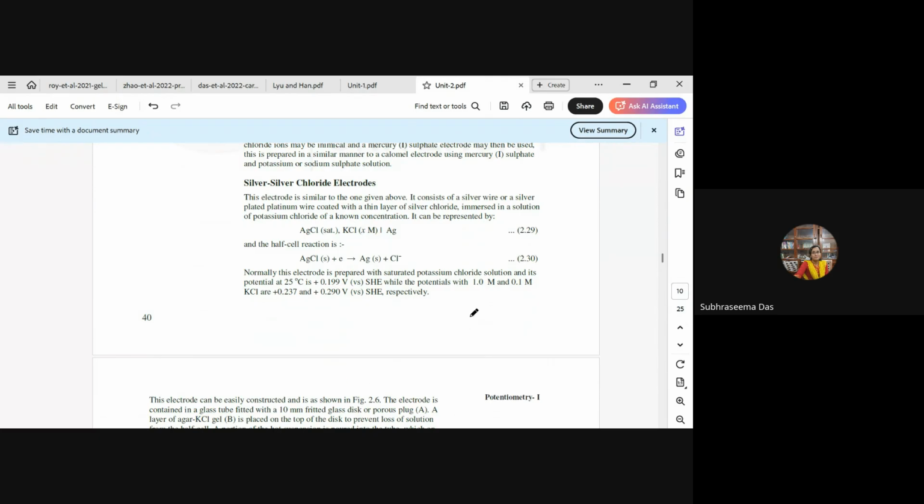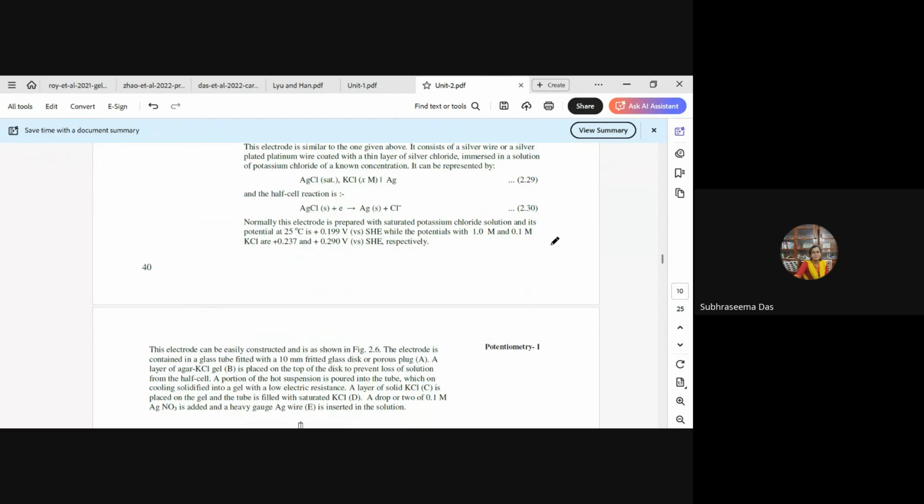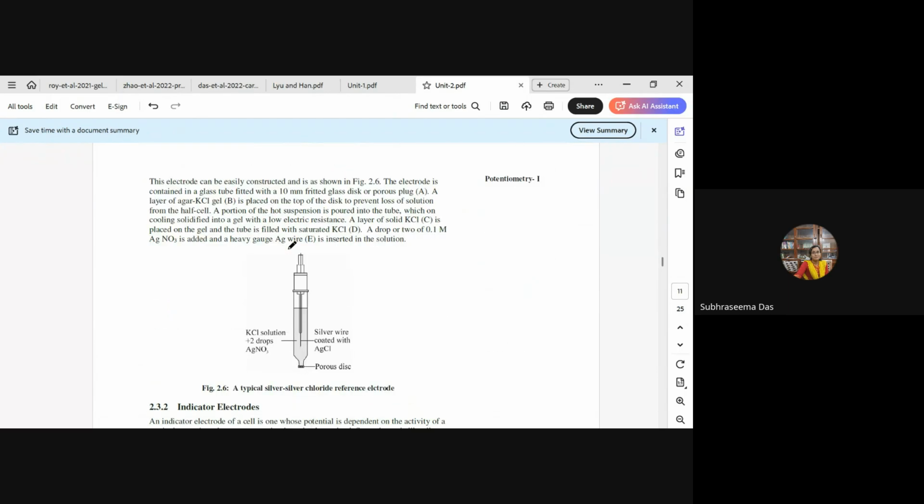The AgCl electrode is similar to the calomel electrode we have talked about. It consists of a silver wire or a silver-plated platinum wire that is coated with a thin layer of silver chloride. It is represented as Ag, AgCl, KCl, and the half-cell reaction is given as AgCl plus e forming Ag plus Cl minus. Normally, this electrode is prepared with saturated KCl and its potential is 0.199 volt at 25 degrees when measured against the SHE.